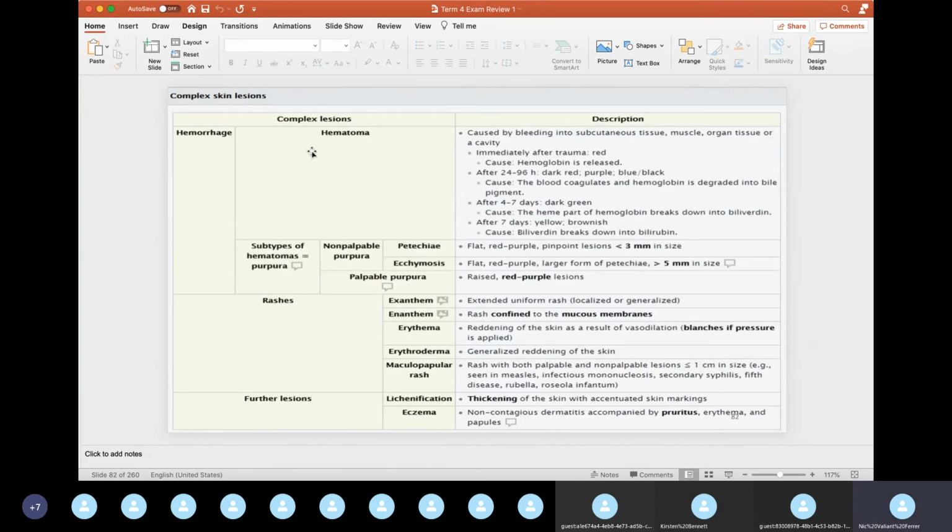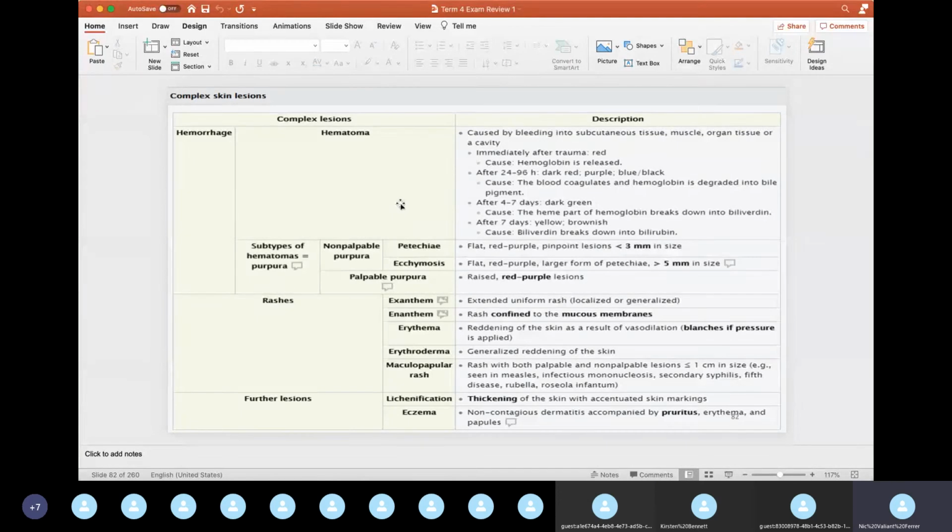Did you talk about the difference between hematoma, petechia, ecchymosis, exanthem, enanthem, like that? Yeah. Yes? Okay, Yes. so put a star here then.